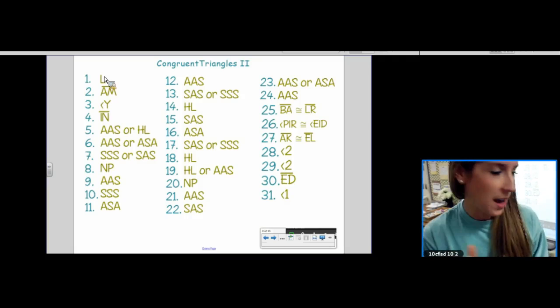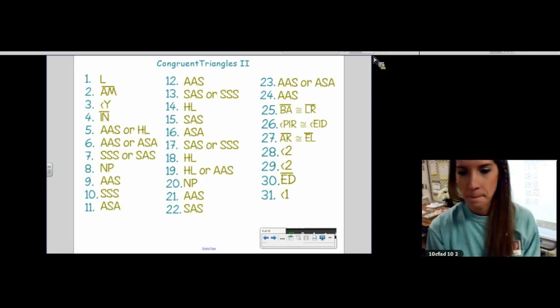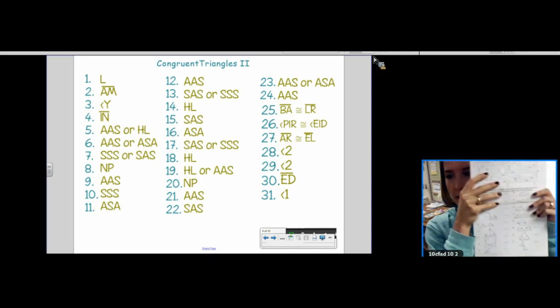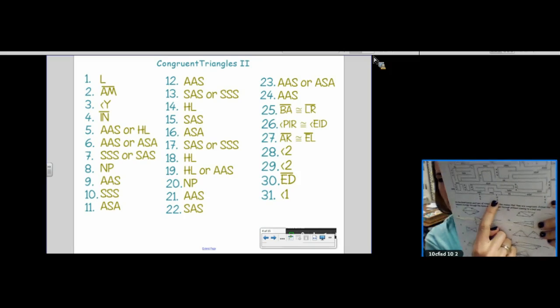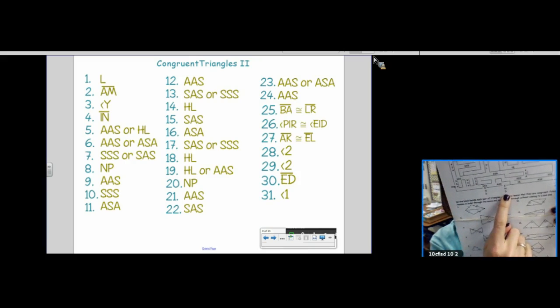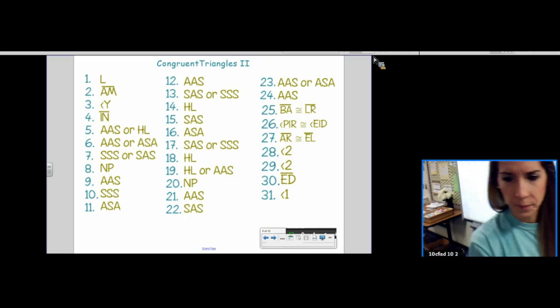Let's check our homework answers. It was called Congruent Triangles 2. While y'all are checking your homework answers, you guys did the maze, hopefully. If you did it correctly, you would have ended right here, in the middle of the bottom. That was the correct, I think, end of the maze. Is that what we got?